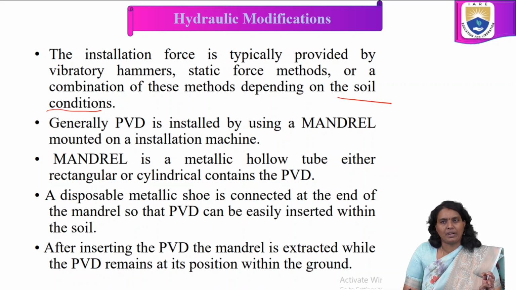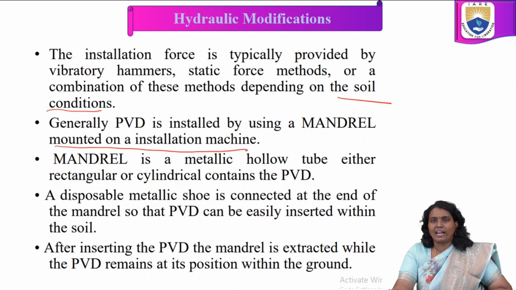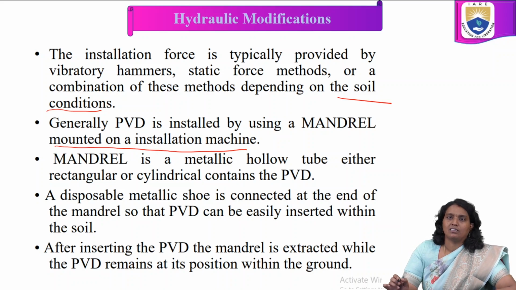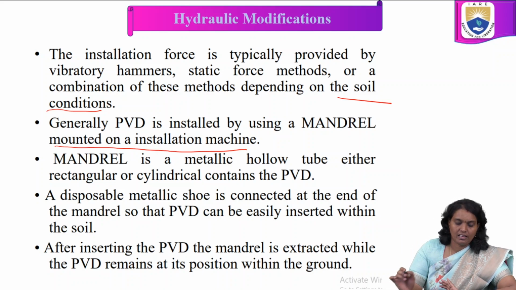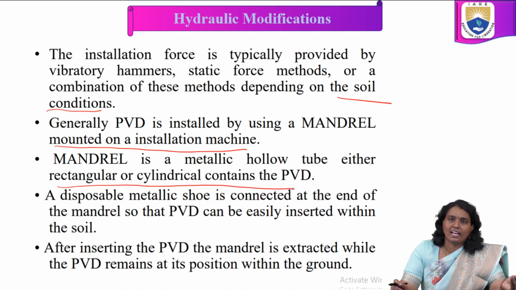One is vibratory hammers and the next one is static force methods. Whenever we are moving from soft to hard soil, we move from vibratory hammers to static force methods. It depends on the soil condition. Generally, PVD is installed using a mandrel mounted on an installation machine. This mandrel is a metallic hollow tube, either rectangular or cylindrical, that contains the PVD.